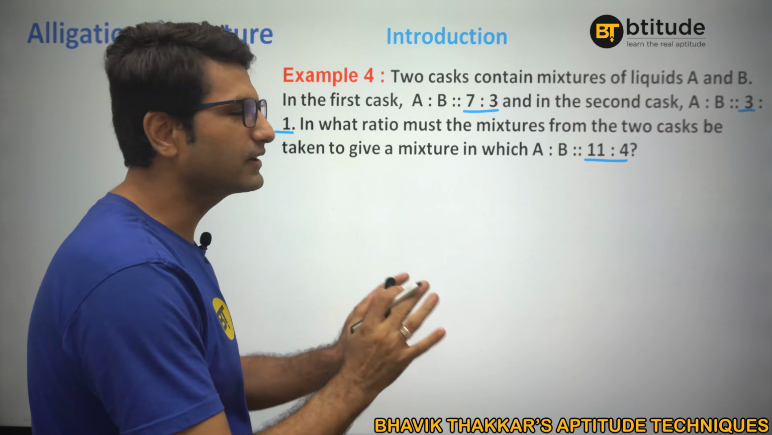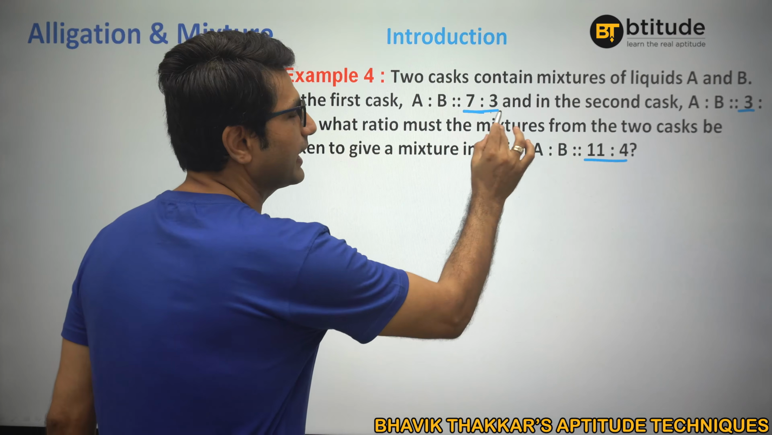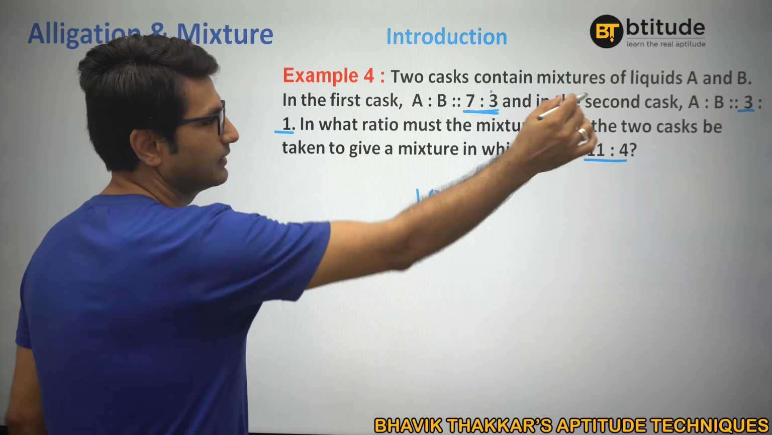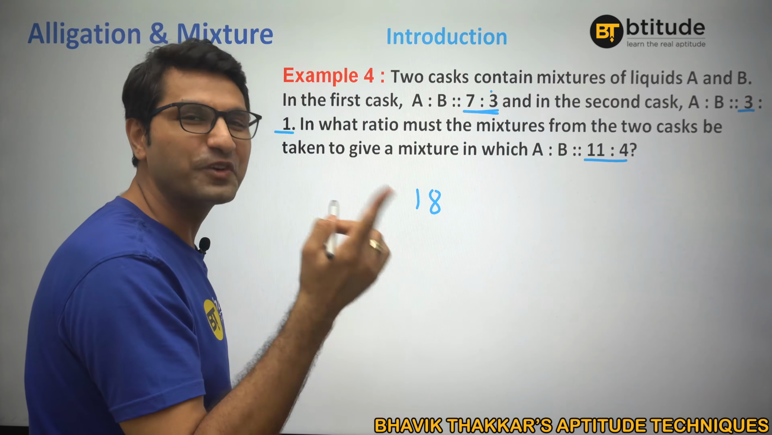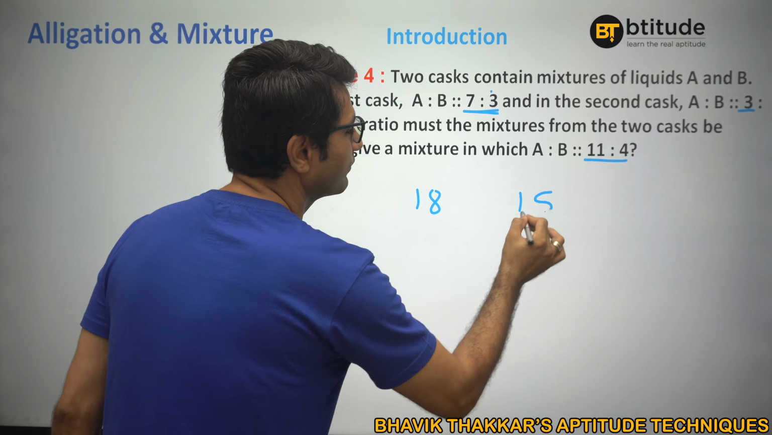60 will be the LCM. Let us make 60 in all the cases, and we are taking B. 10, so into 6. So 3 into 6 is 18. Here 3 plus 1 is 4, so into 15 to make it 60. 1 into 15 is 15.